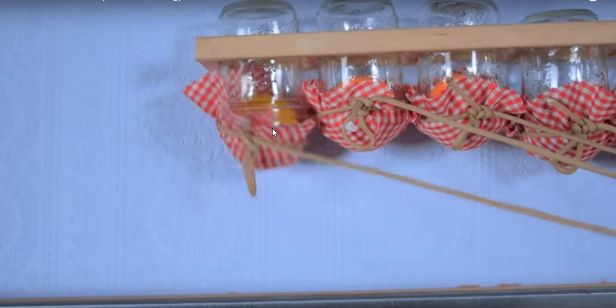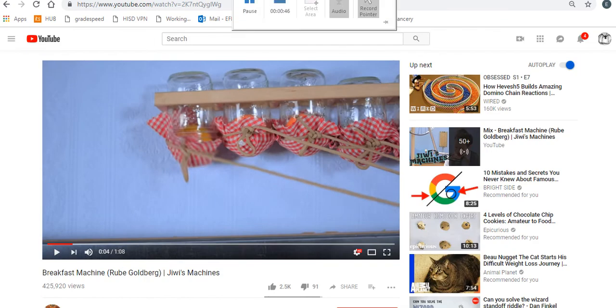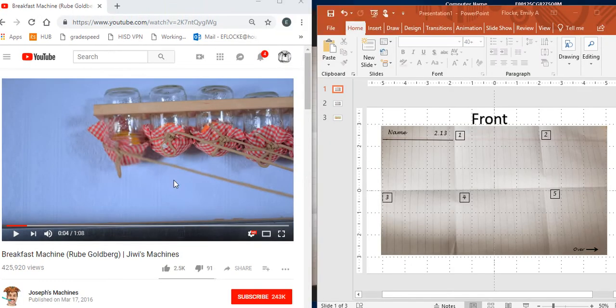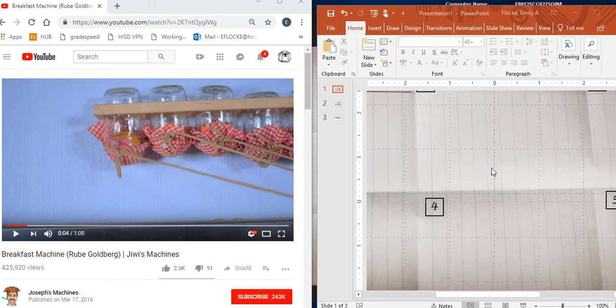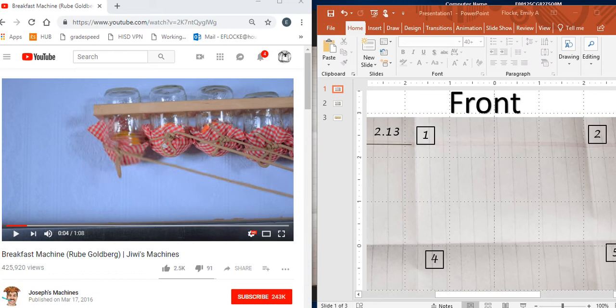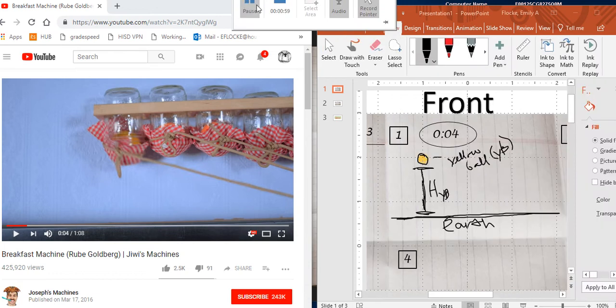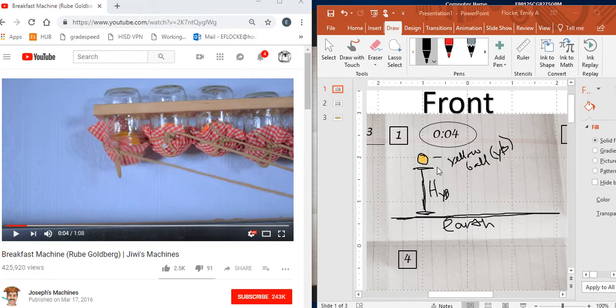Okay, right here is where I'm choosing to start to watch this. So what I'm going to do is bring up the other page. I paused it right here and I'm going to zoom in on square one. And here's what I've drawn. I have drawn this situation. You don't have to draw the jar or anything else. I drew the yellow ball, that's this right here, and I'll put the time in a circle, 0.04.